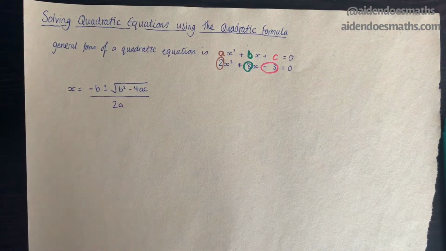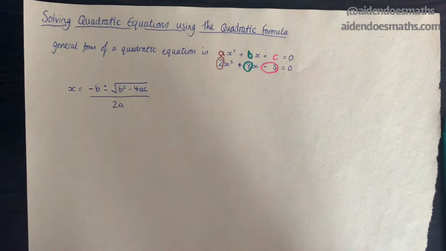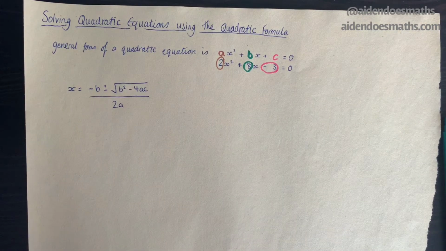Now that might sound pretty complicated at the moment. There is a lot going on. We need to be aware of BIDMAS. We've got squares, square roots, lots of things going on. But just for now, all I want us to focus on is substituting the a, b, and c from our general form and our actual quadratic equation into this quadratic formula.